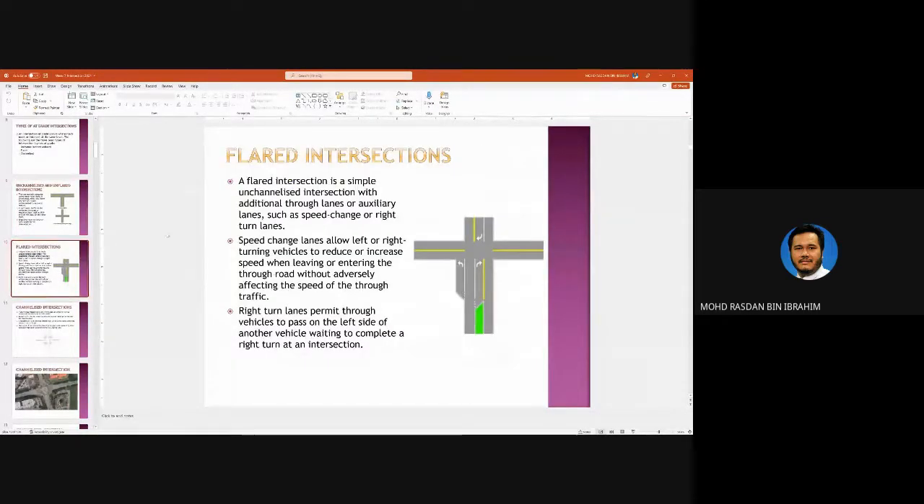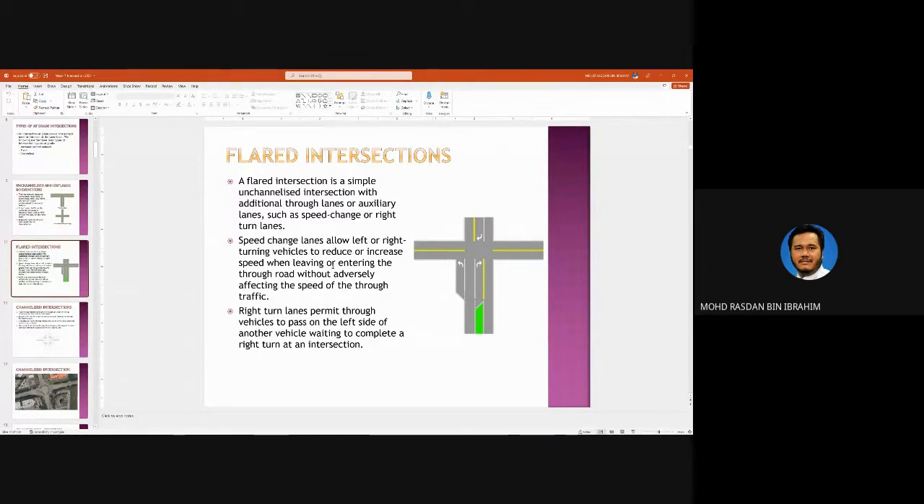Okay, next is the flared intersections. Okay, where you have some auxiliary lanes here to help move the turning movement. So a flared intersection is a simple unchannelized one, meaning that it's just an extra auxiliary lane, such as speed change or right turn lanes, meaning that you can decelerate here using this lane before you turn left, for example.